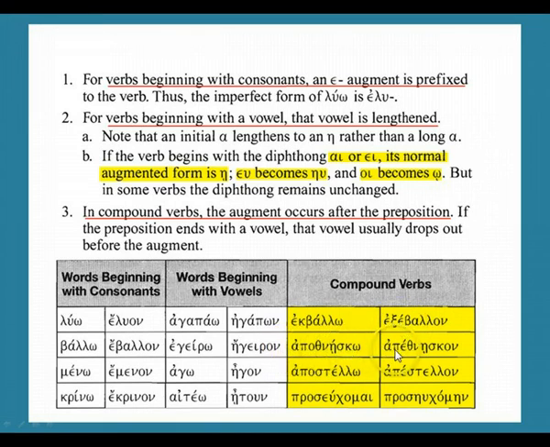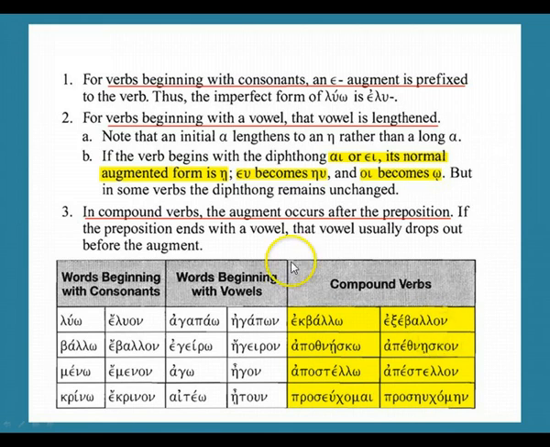Apothnesko becomes apethneskon. So the omicron, which ended the preposition apo, dropped out and the epsilon replaced it. Apostello, again the omicron drops out, the epsilon is put in its place. And proseuchomai, I am praying. The pros stays the same, and instead the eu prefix, just like this, becomes eta upsilon. Proseuchomen.